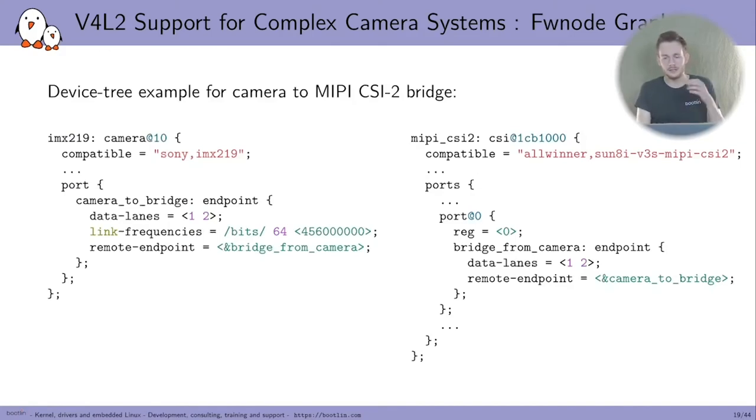So this is an illustration of the device tree that we have to connect the sensor to the MIPI CSI-2 bridge. So you can see the port and endpoint representation with the properties describing the specifics of the bus.